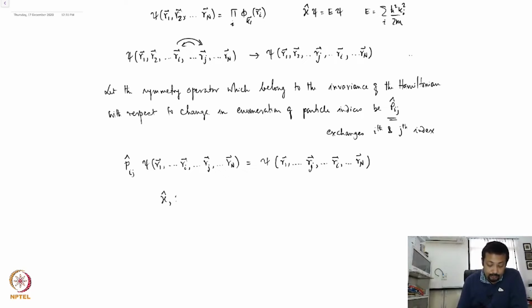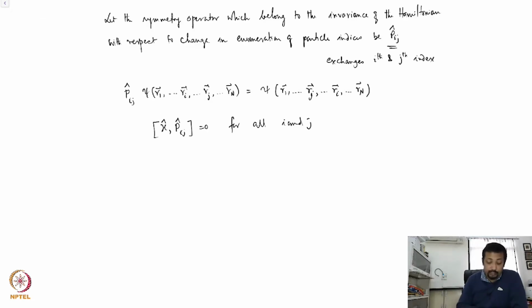And this commutes with the Hamiltonian for all i and j. We now wish to determine the eigenvalues of this operator. So p hat ij psi of r1, ri, rj, rn is going to be lambda times psi of r1, ri, rj, rn.